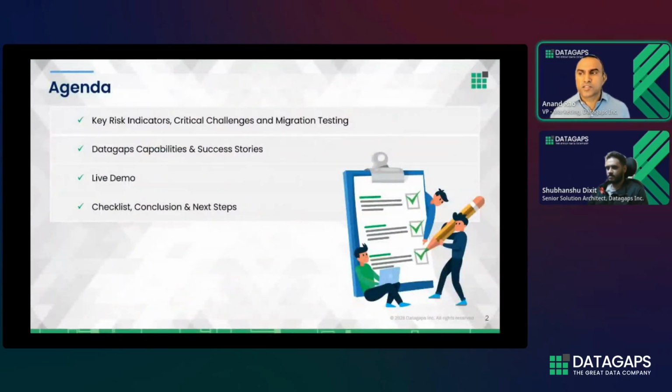It's organized into 4 parts. First, we'll look at the main risk indicators, the common migration challenges, and why migration testing matters so much in the application migration and the data warehouse migration projects. Next, we'll walk through Datagaps capabilities and a few success stories to show how organizations reduce risk and improve the trust in their data. And then Shubhanshu here will have a live demo so that you can see how the Datagaps platform works in practice for these kinds of use cases. And finally, we'll close with a practical checklist, key conclusions, and next steps that you can use for your own migration planning and validation process.